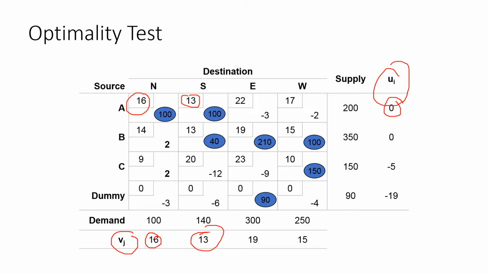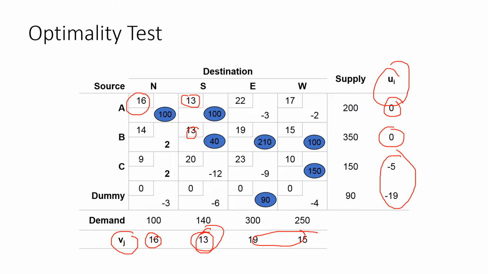Once I have this 13, I can find u2 by saying that v2 plus u2, v2 13 plus u2 equals to this 13. That means u2 is 0, and so on. So this will allow me to find all the other ui's and vj's by applying this formula ui plus vj equals cij only for basic cells. Once I'm done with those ui and vj's, I will calculate the c prime ij's for all non-basic cells.